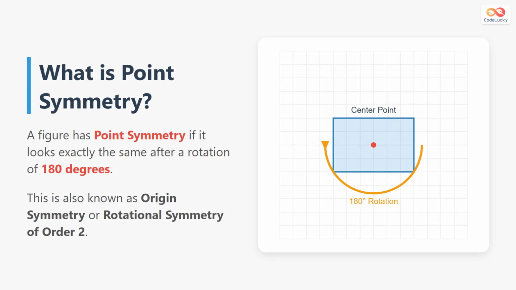So, what exactly is point symmetry? A figure has point symmetry if it maps onto itself after a rotation of 180 degrees. This means if you rotate the object half a circle around a specific center point, it looks identical to its original position. It is sometimes also referred to as origin symmetry or rotational symmetry of order 2.